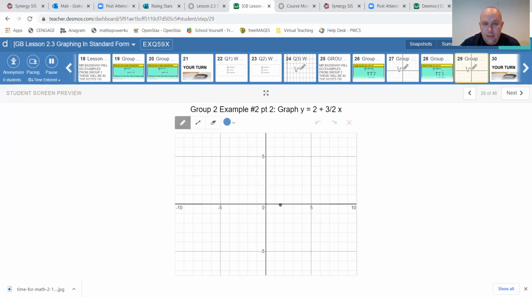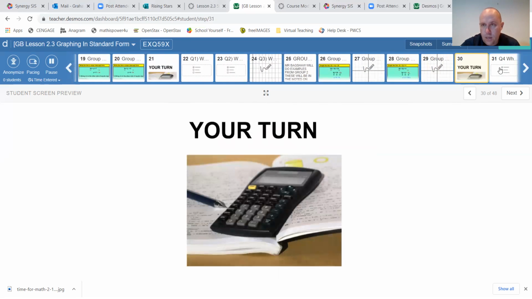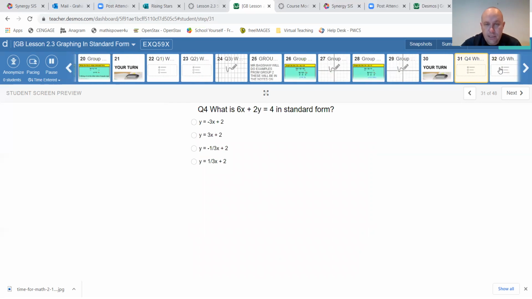And if we had to graph that, we could look for the number without the x to tell us where to start. And then the 3 over 2 is our slope. So we rise 3 squares and then run 2 squares, and then we can join that up with a straight line as well. Students were then given the chance to practice this one.